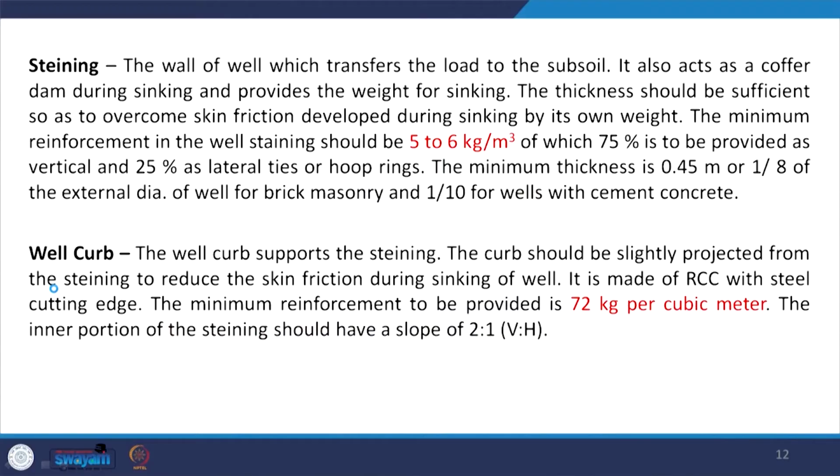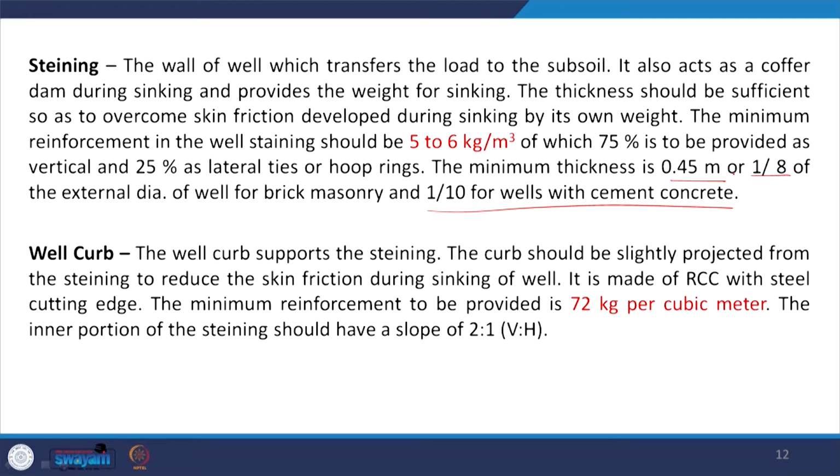The minimum thickness of the well steining is 0.45 meter or 1/8 of the external diameter of the well for brick masonry, and 1/10 for wells with cement concrete. So, out of these three values, whichever is higher should be used. So, the minimum recommended in any case is 0.45 meter, that means steining thickness should be minimum 45 centimeter, while the well cap thickness minimum is 75 centimeter. Then 1/8 of the external diameter of the well for brick masonry, and for cement concrete 1/10; if you have brick masonry, then you require the higher thickness of the well steining, otherwise 1/10 could be okay for cement concrete.